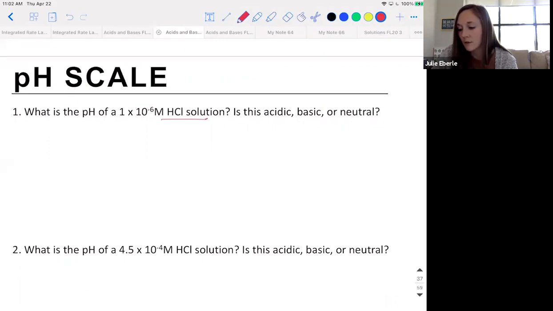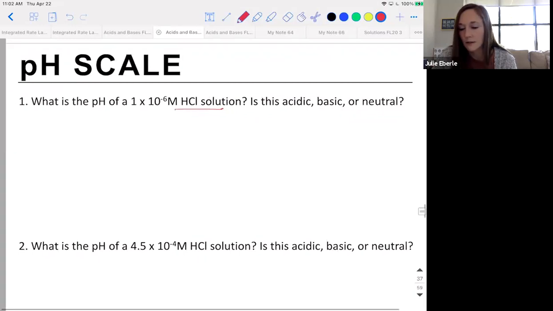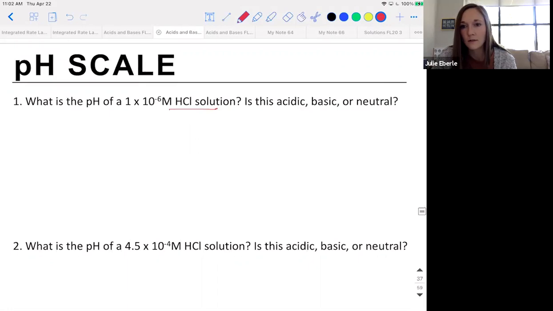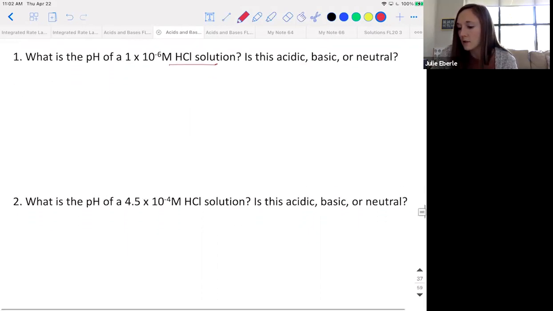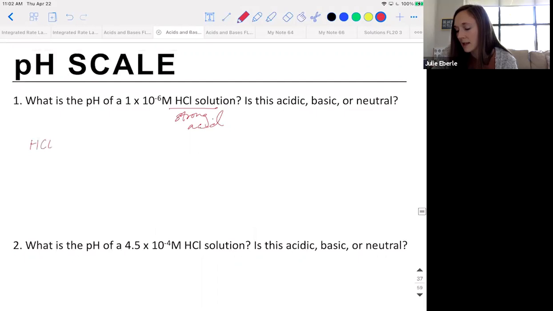Well, the first thing you have to do is say, okay, what kind of acid is this? What kind of acid is HCl? Is it strong or weak? All right, Keegan said it's strong, that's right. So it's a strong acid. So what do strong acids do? They completely dissociate into H plus and Cl minus. So when we say we have a 1 times 10 to the minus 6 molar solution of HCl, that means we have really none of this, and we have all products, 1 times 10 to the minus 6 molar of each of our products.